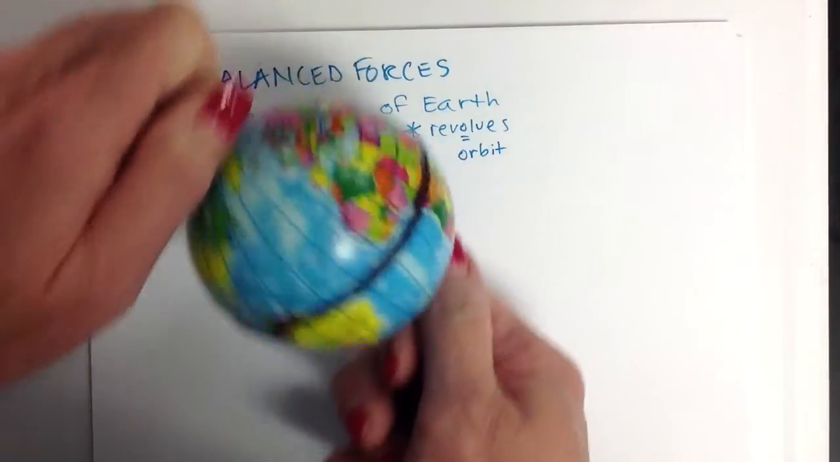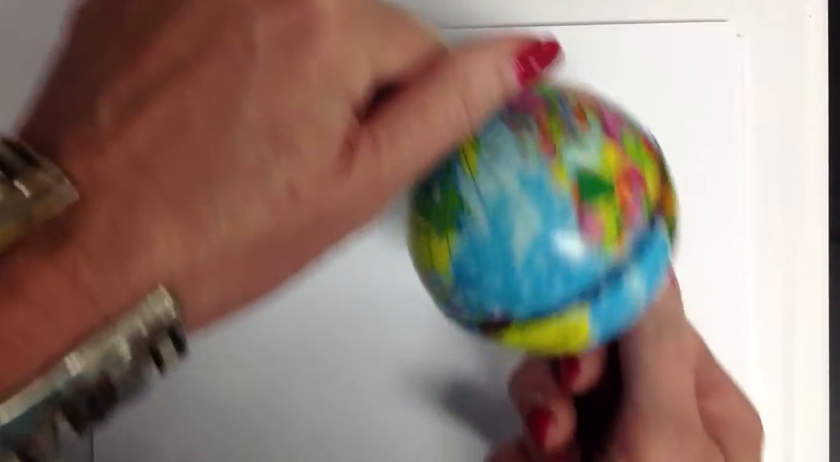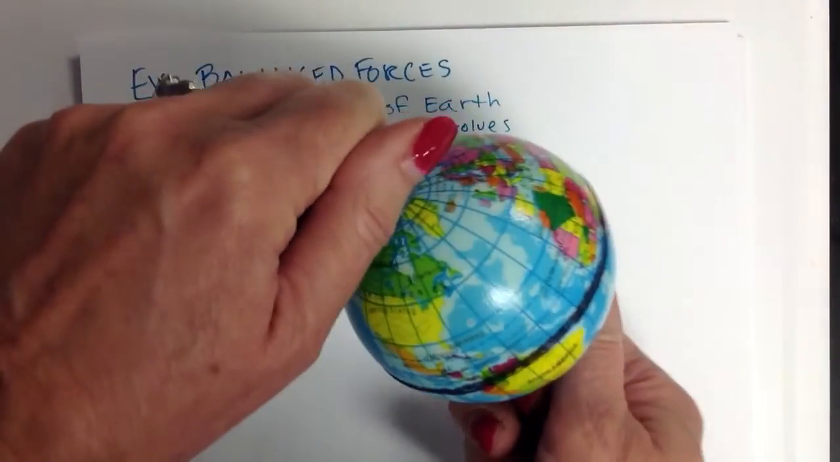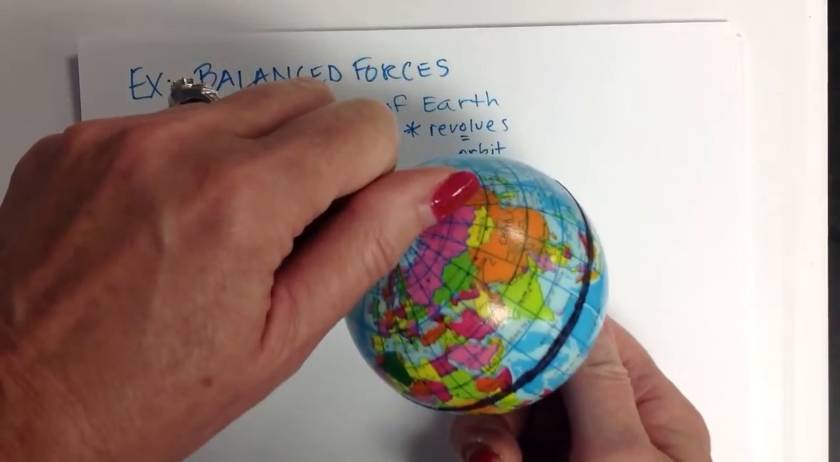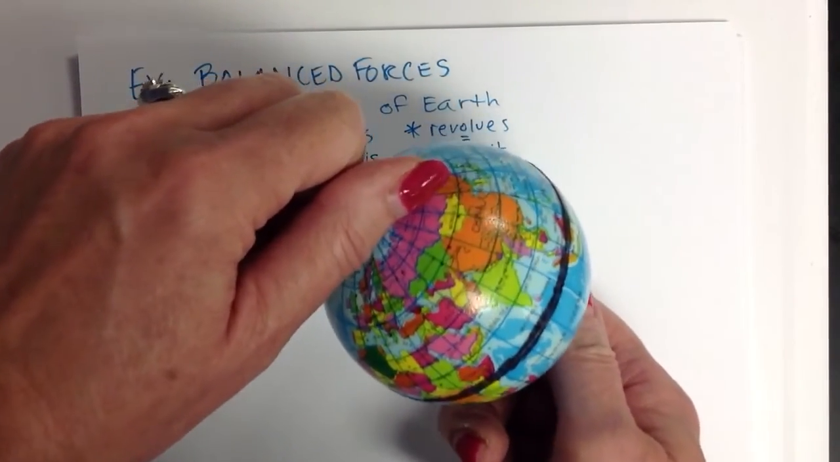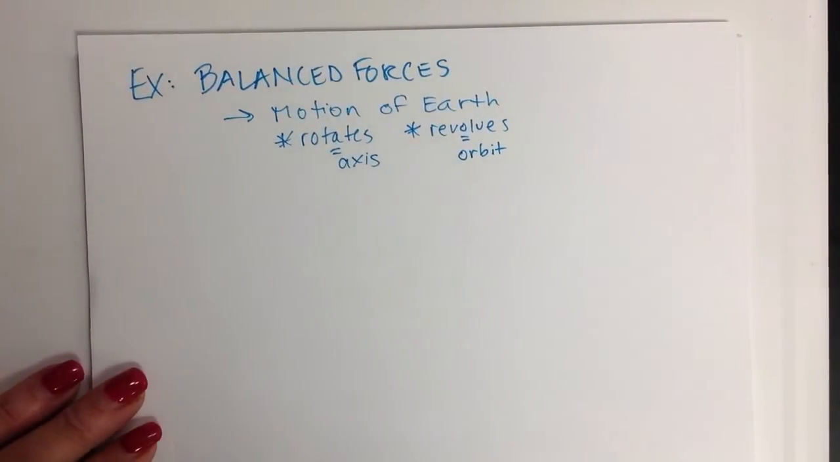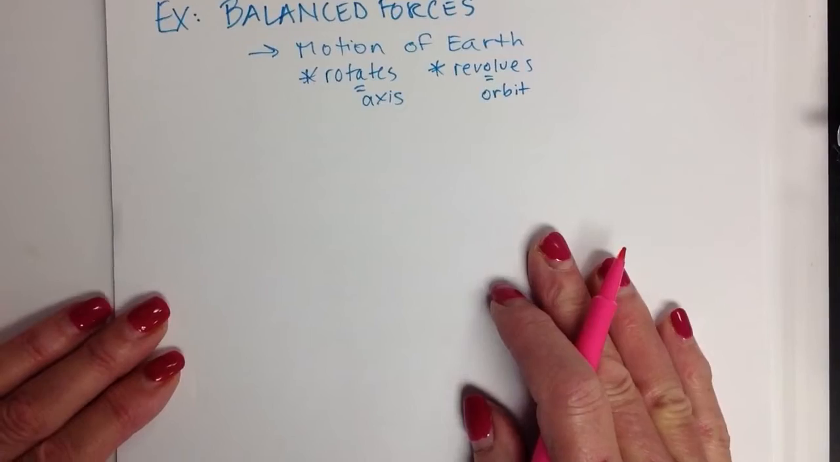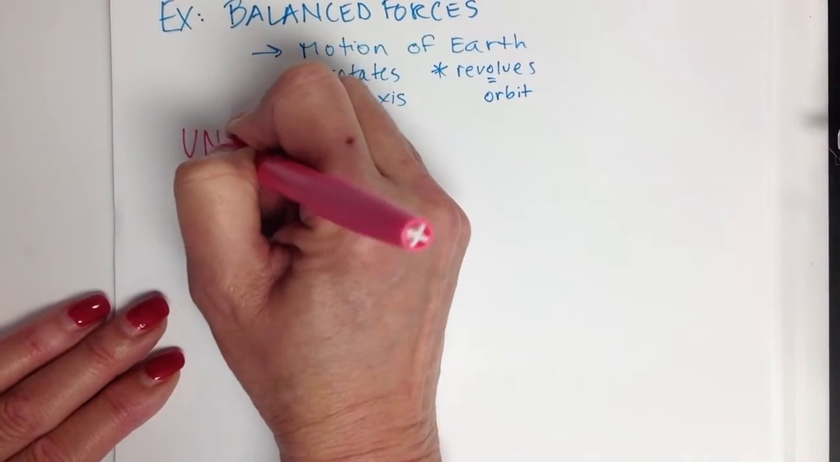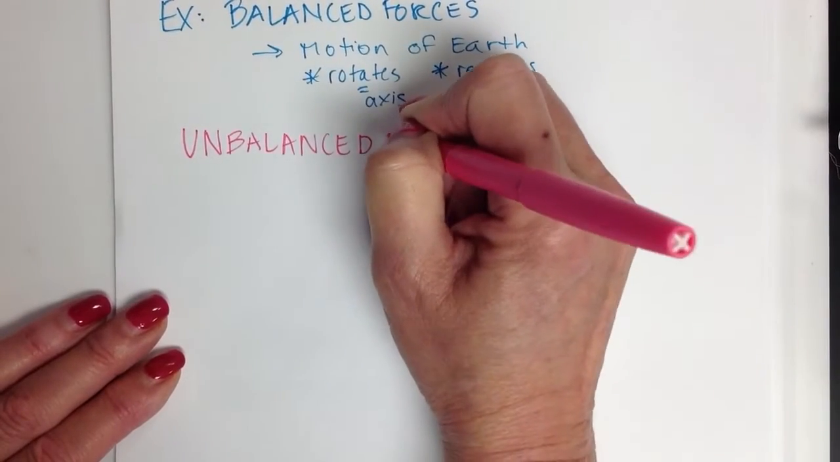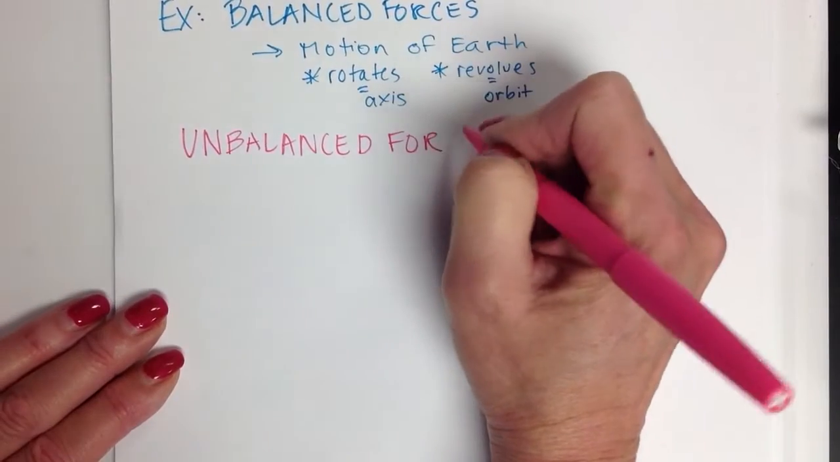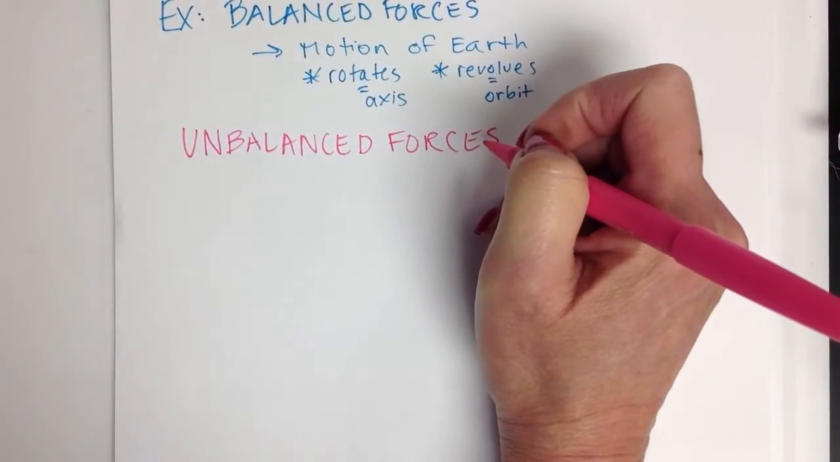So in other words, our Earth's going to keep doing what it's doing until what? What has to change its motion? If you said unbalanced force, you're absolutely right. So in order to change the motion of our Earth, what it's doing, something is going to have to act upon it and change it. Another force. And those forces that change motion we call unbalanced forces. So unbalanced forces change the motion.